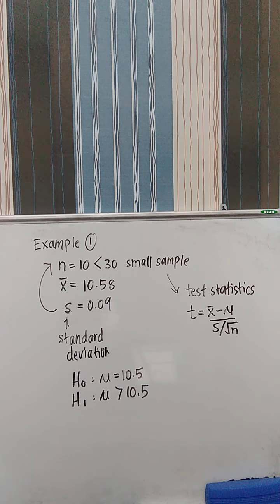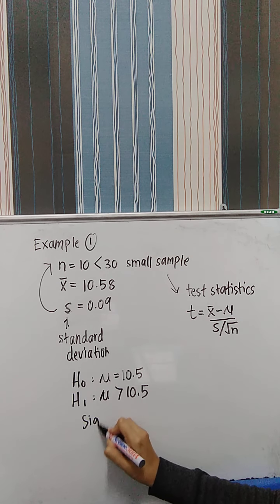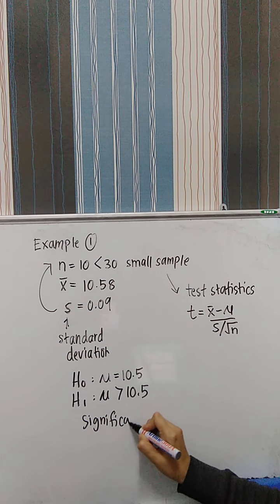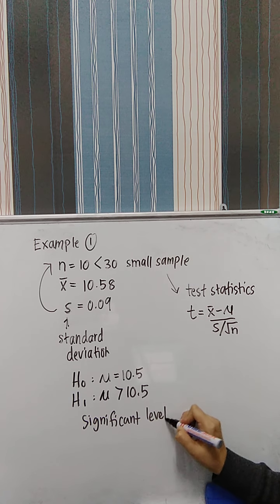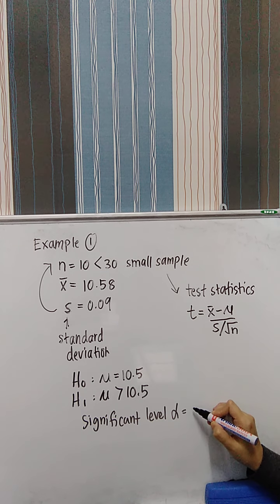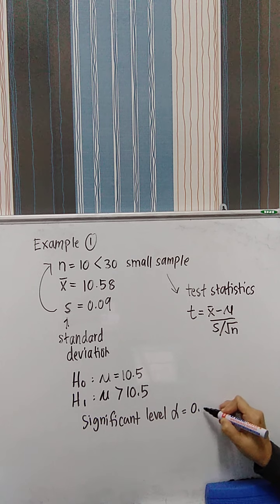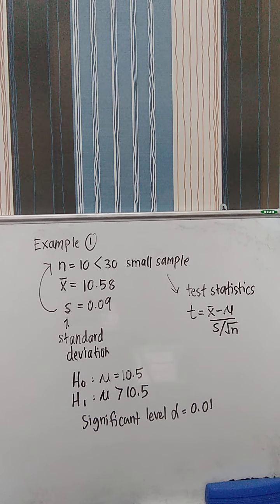Okay, so using 1% significance level, test the claim. It is given to you as the significance level, alpha equal to 1%. 1% means 1 divided by 100, so 1 divided by 100 is 0.01.